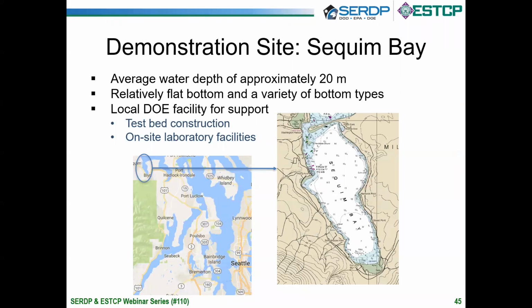So for the Sequim Bay test that occurred in September 2019, what I'm showing here, we're in an average water depth of about 20 meters. It's a relatively flat bottom, and it has a couple of sediment types. And it turns out that right about here on Sequim Bay, Pacific Northwest National Laboratory, it's a DOE facility, has a dock and laboratory facility that can be used for staging experiments. That's principally it. You can stage experiments out of their facility.